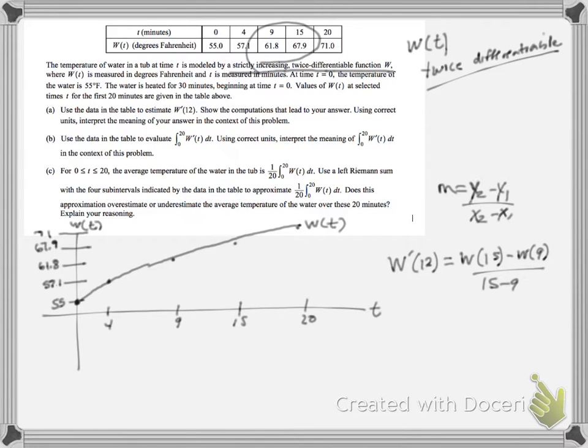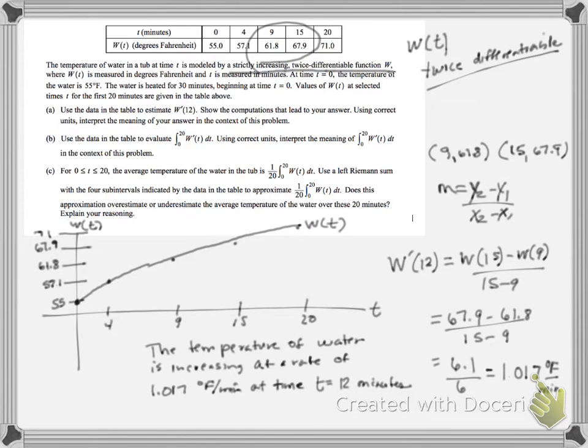Okay, same thing. All right, so my 2 points would be 9 and 61.8 and 15 and 67.9. So that's the same thing as saying W at 15, which is the y value at 15 minus the y value at 9 over the difference in the x values. So W at 15 is 67.9 minus W at 9 is 61.8 over 15 minus 9. And then I would calculate what that value is.